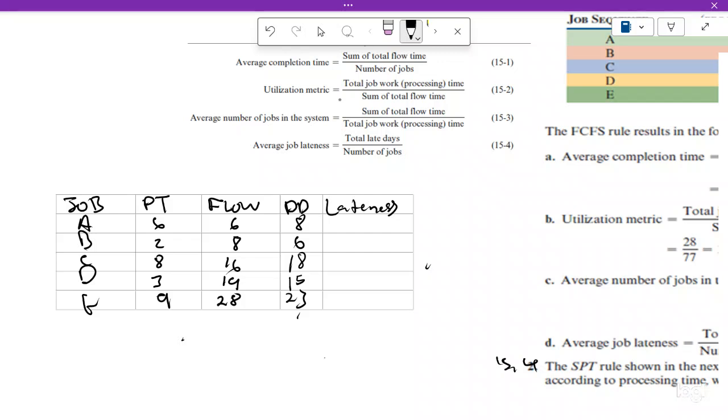You are late by 0 days. You see that? So yeah, now it's coming back.